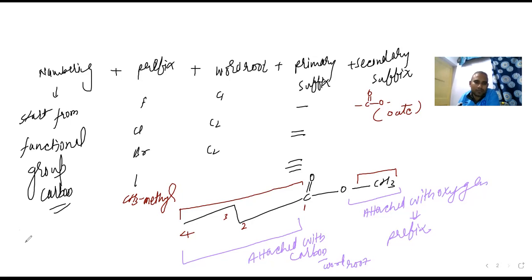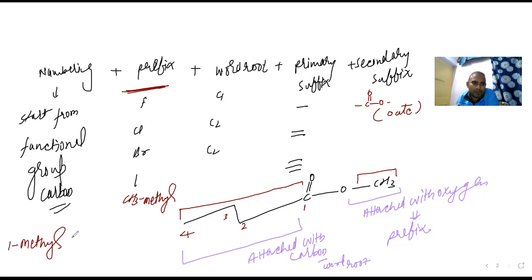So, sir, it will be 1, 2, 3, 4. But see, what we have to do is follow the writing order: prefix, word root, primary. Methyl. This is also methyl. You can write that as one methyl or methyl.